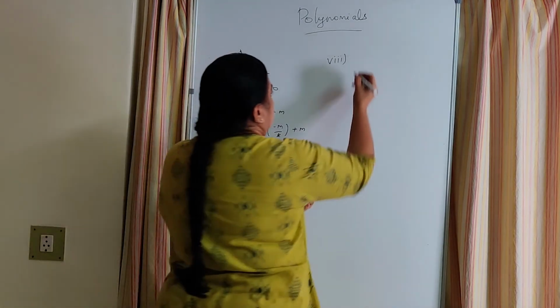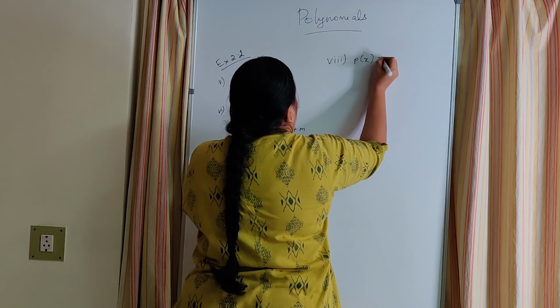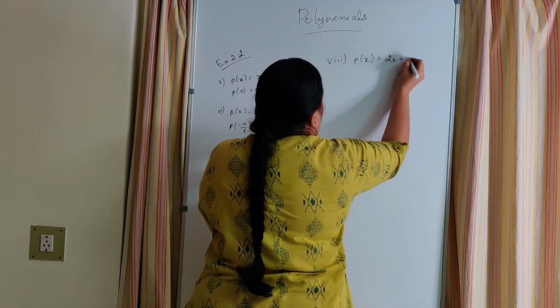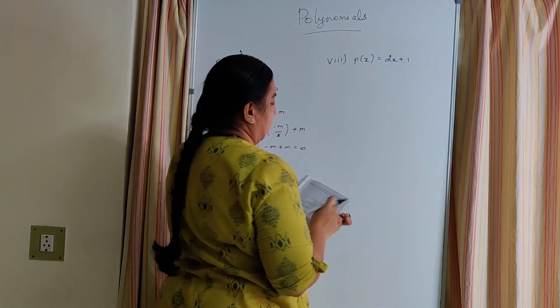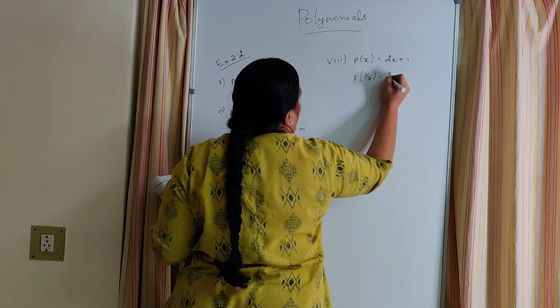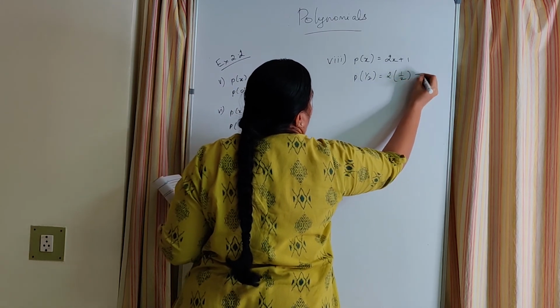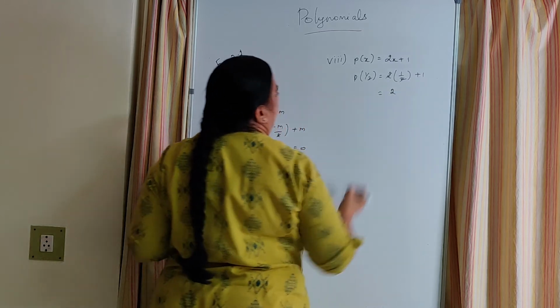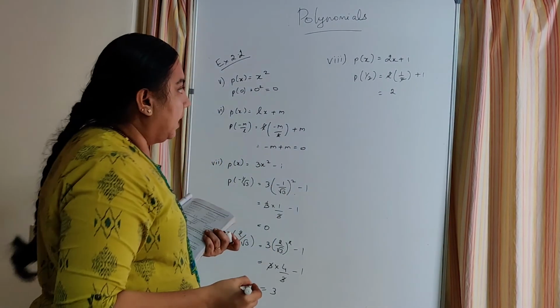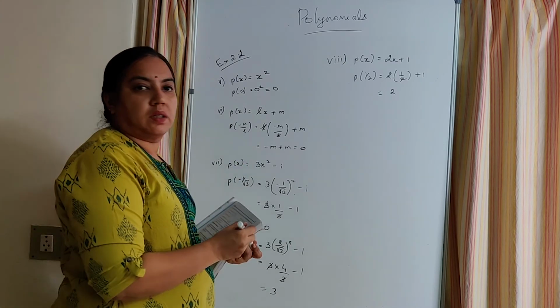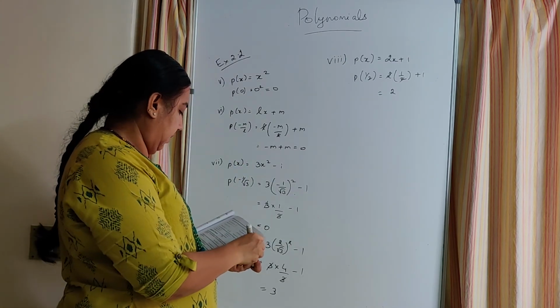P of x is 2x plus 1 and x is equal to 1 by 2. So when I am going to substitute 1 by 2, 2 into 1 by 2 plus 1, 2 and 2 get cancelled. So 1 plus 1 is 2 and for that reason again it's not 0 of the polynomial. 1 by 2 is not the 0 of this given polynomial.